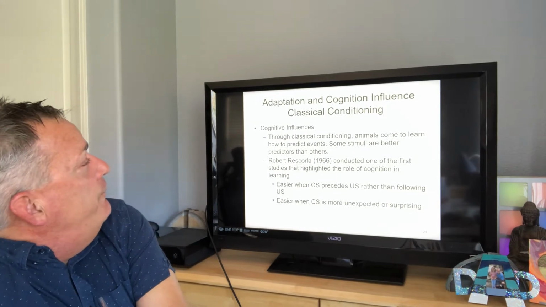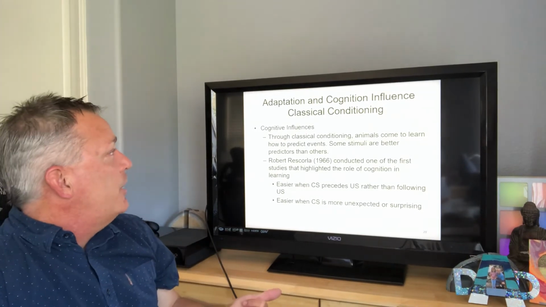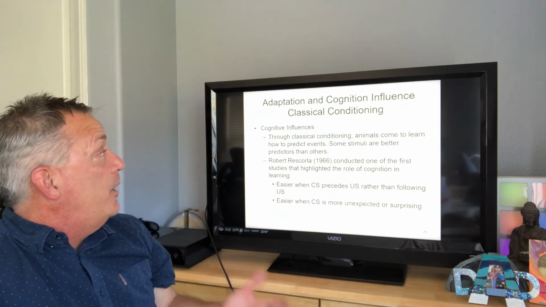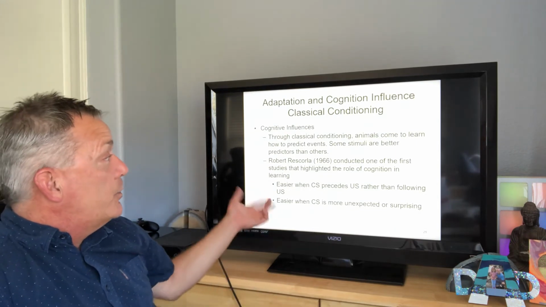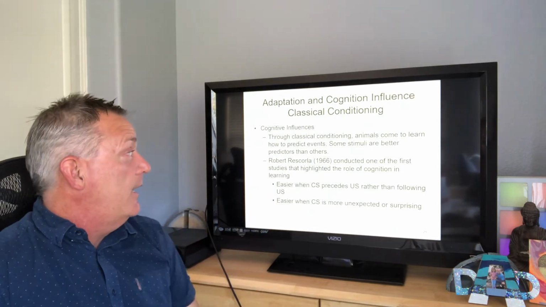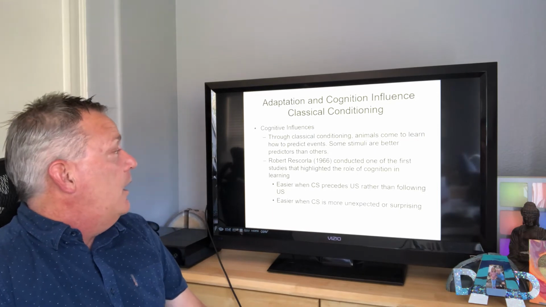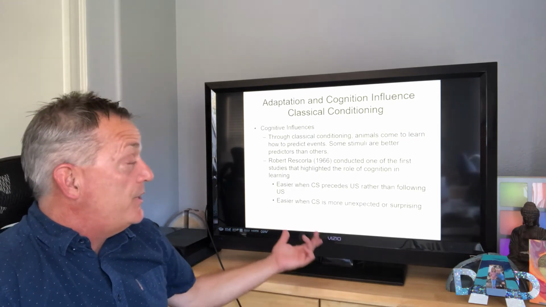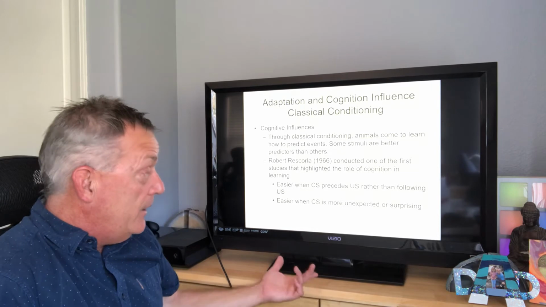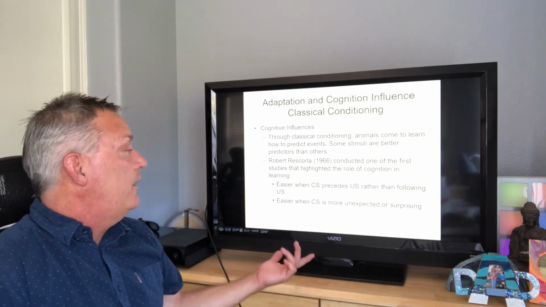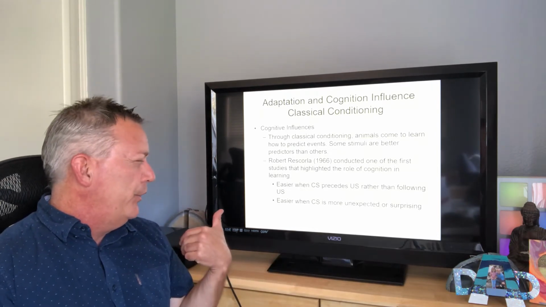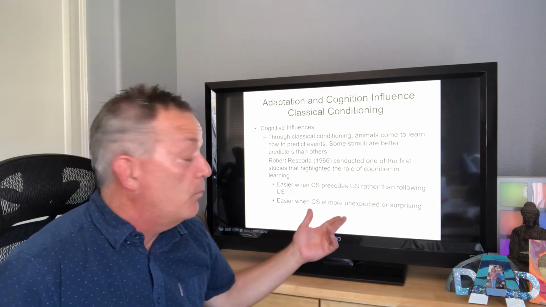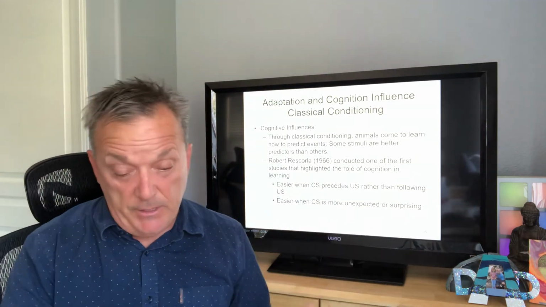And cognitive influences. Through classical conditioning, animals come to learn how to predict events. Some stimuli are better predictors than others. Rescorla conducted one of the first studies that highlighted the role of cognition in learning. It's easier when the conditioned stimulus precedes the unconditioned stimulus rather than following it, and we talked about that just a little bit earlier. And easier when the conditioned stimulus is more unexpected or surprising.